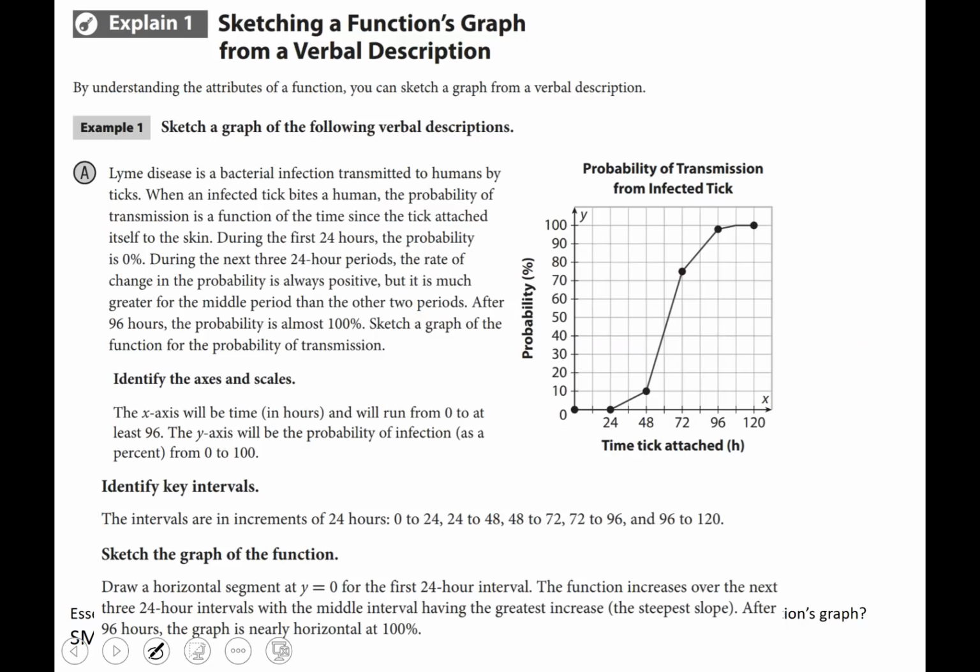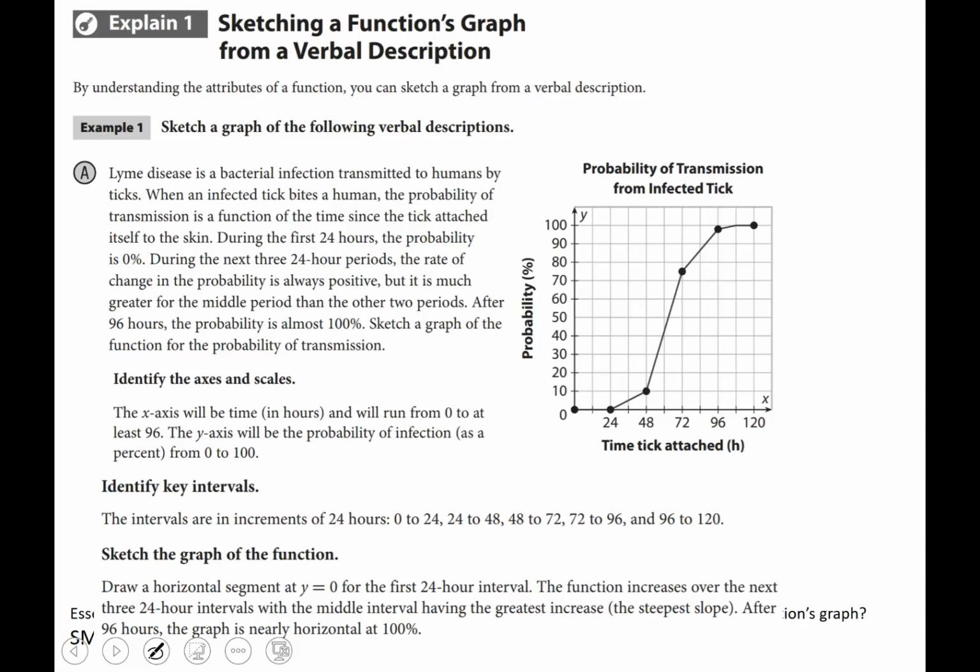All right, so I've got good news for you. We're only going to do explain 1 today. We're not going to do explain 2 at all. We're going to just skip over it, okay? So we're going to try to understand kind of what they've done in this example, and then we're going to do another example or 2 together, and then that's it for the day. So we're supposed to sketch a function's graph from a verbal description. By understanding the attributes of a function, you can sketch a graph from a verbal description. So the instructions say sketch a graph of the following verbal descriptions.